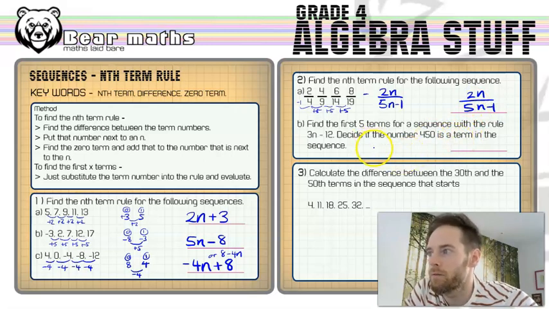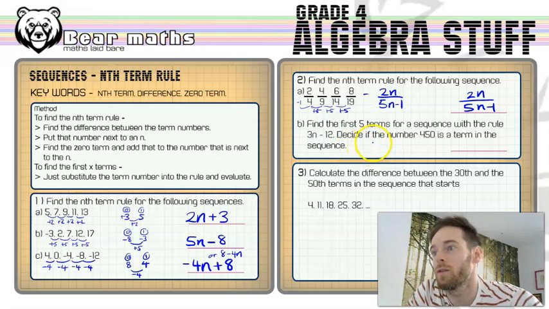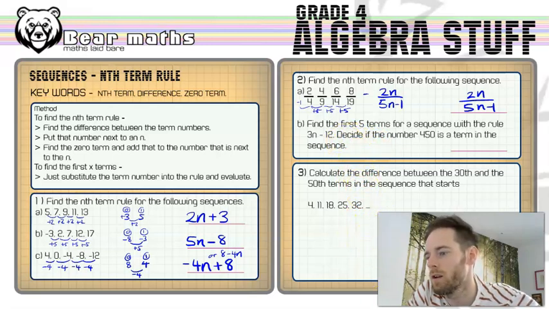Now, in B, you've got to find the first 5 terms of a sequence with the rule 3n minus 12, and then you've got to decide if the number 450 is a term in that sequence. Now, these tend to be on calculator papers, so I'm going to bring a calculator in for this. This one, because I don't want to spend forever doing it. You can do it without a calculator, but here we go.